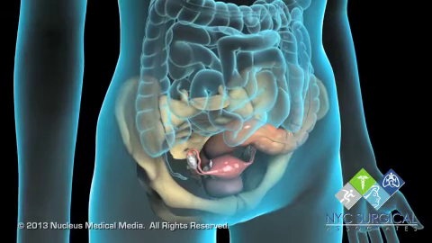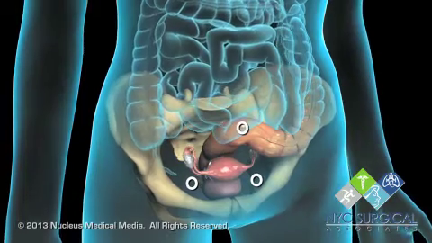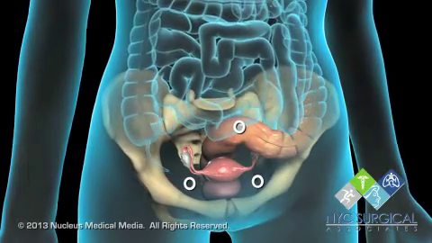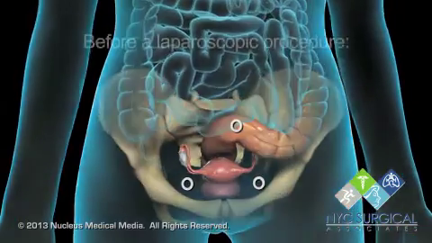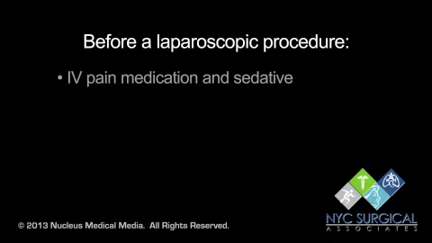Laparoscopic techniques require only tiny keyhole incisions or puncture wounds, and the recovery period is much shorter and more comfortable. When you arrive at the hospital for your procedure, an intravenous line will be started and you may be given a sedative to help you relax.